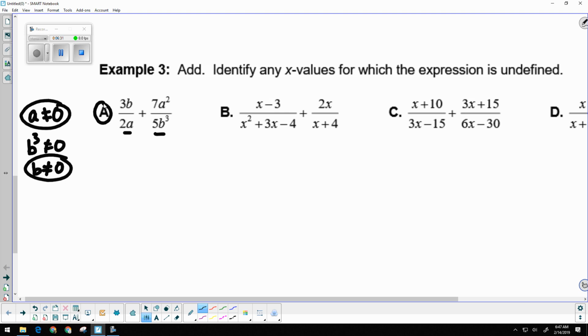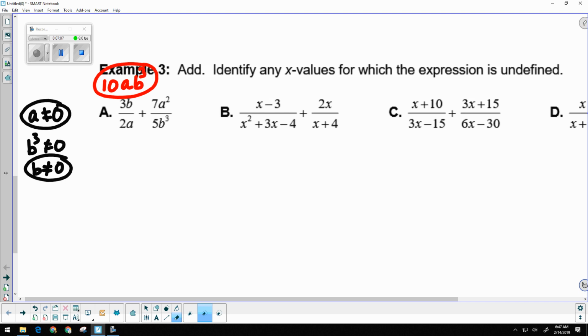Okay, now I have to find a common denominator. So here's where we look at the LCM. Between 2 and 5, my least common multiple is 10. Now, they do not share variables. So if they do not share variables, you have to include each one in your LCM or your common denominator. So this 10ab cubed is my common denominator.